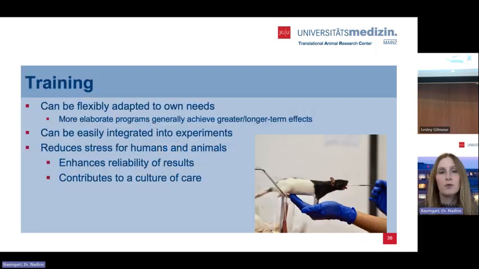And I hope within the 30 minutes I have convinced you that training is quite easy and can be really flexibly adapted to your own needs. Of course, more elaborate programs generally achieve greater or more long-term effects, but also very small programs can help a lot. And these trainings can be nicely integrated into experiments, and it helps you to reduce stress for the animals, but also for the humans. And it's also rewarding for humans if you can give something positive back to the animals. It's really a nice thing.